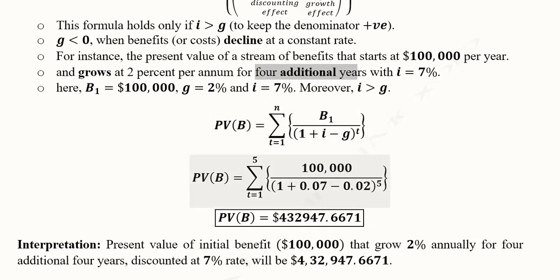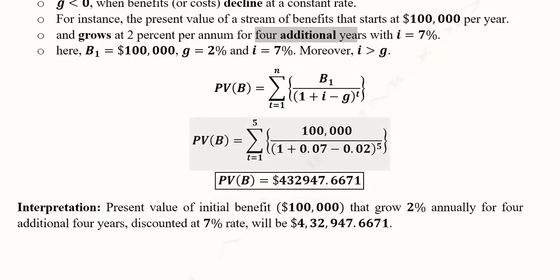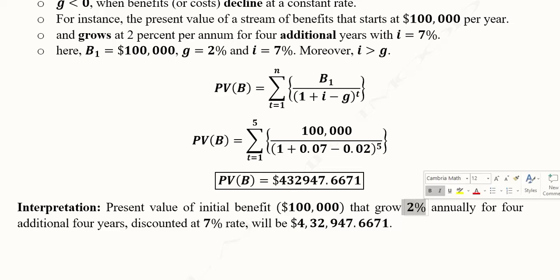Now we can solve this and we will get this result, which shows that the present value is now greater, and that is due to the 2% annual increase for 4 years in the value of those initial benefits, where the discounting also takes place at 7% discount rate.